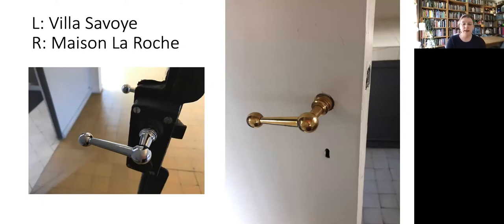When visitors grasp and turn the metal door handles at Villa Savoye, which match the ones at Maison La Roche, another of Corbusier's houses in Paris, and open window locks, ascend staircases and sloping walkways in these houses, they become cogs in Le Corbusier's living machine.